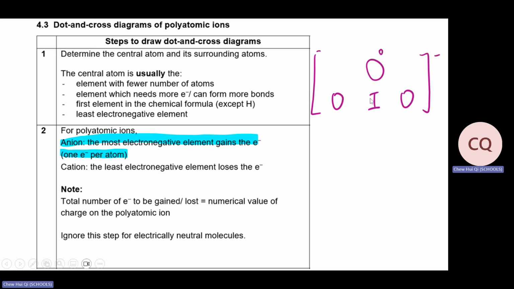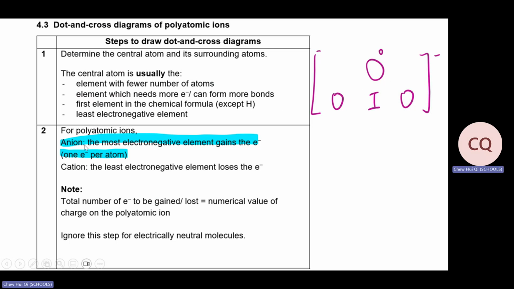I have many people telling me some weird answers, like oxygen is a central atom, or like there's sharing between the 2 I's. So please be very careful. Usually the central atom is the one with the fewer number of atoms. So iodine is in the middle.